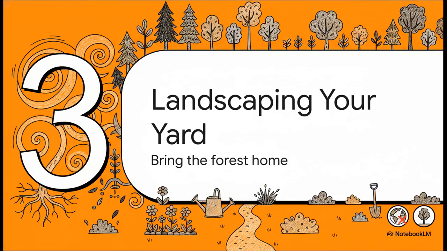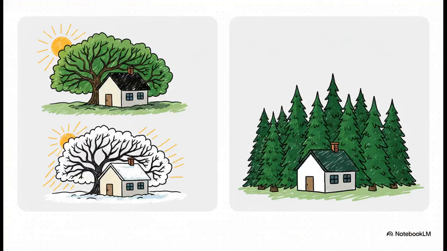We're bringing the forest home now. Deforestation obviously happens on a global scale, but managing resources starts at home, which brings us to your own backyard. When you're choosing what to plant, there's actually a massive functional difference to consider. Deciduous trees like maples or oaks shed their leaves seasonally.